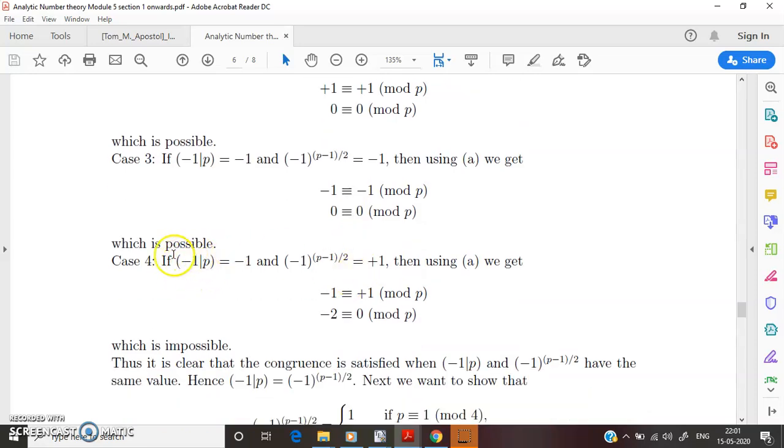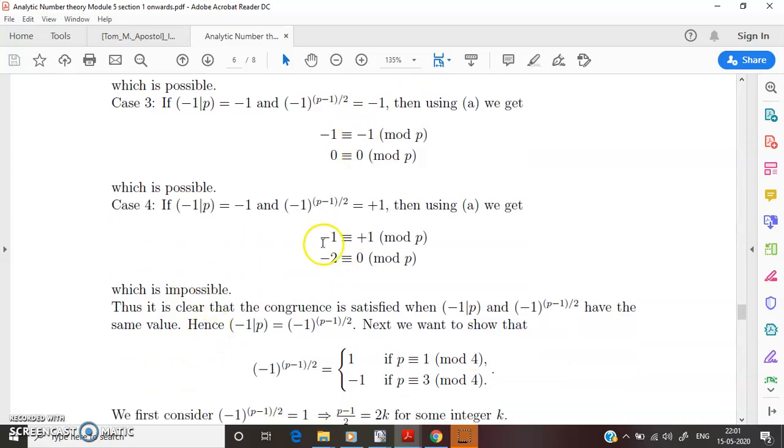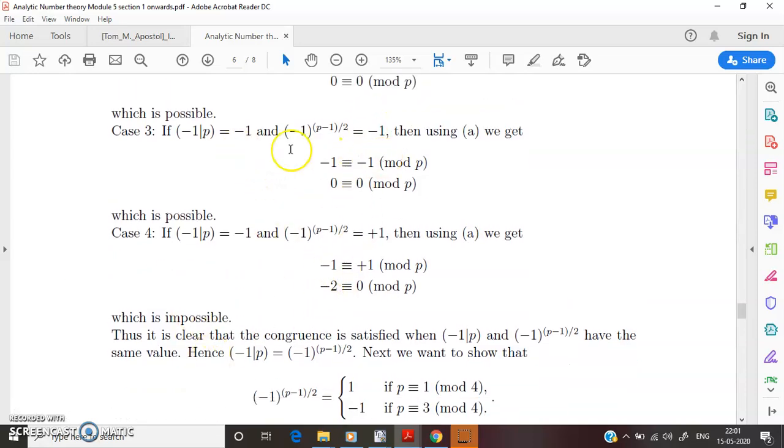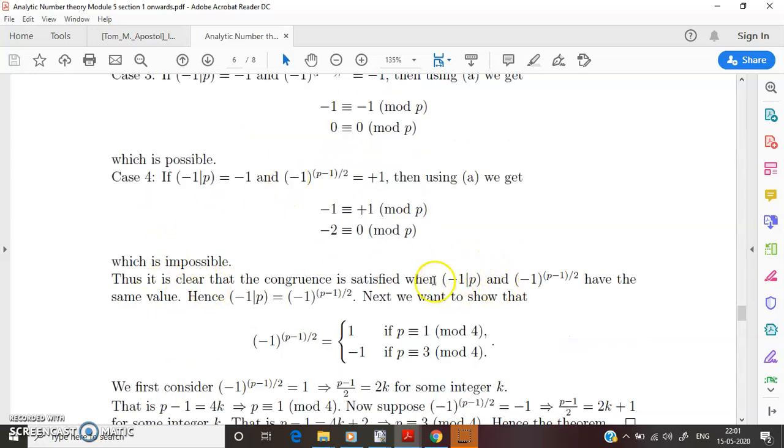But if we take minus 1 over p as minus 1 and minus 1 raised to (p minus 1) by 2 as plus 1, then this is not possible. It will be minus 2, so p does not divide minus 2, which is not possible. So in these four cases we can see that the situation is possible only when minus 1 over p and minus 1 raised to (p minus 1) by 2 take the same values. The congruence is satisfied only when these two have the same values.